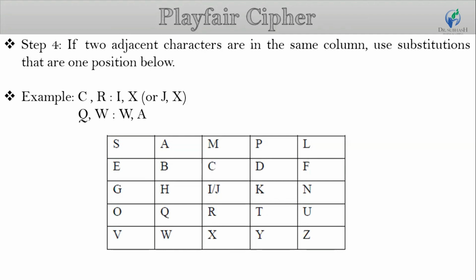And next Q and W. You can see Q and W are in the second column. So we use W and A. So I hope you can understand how, if characters are in the same column, we select the cipher alphabets.